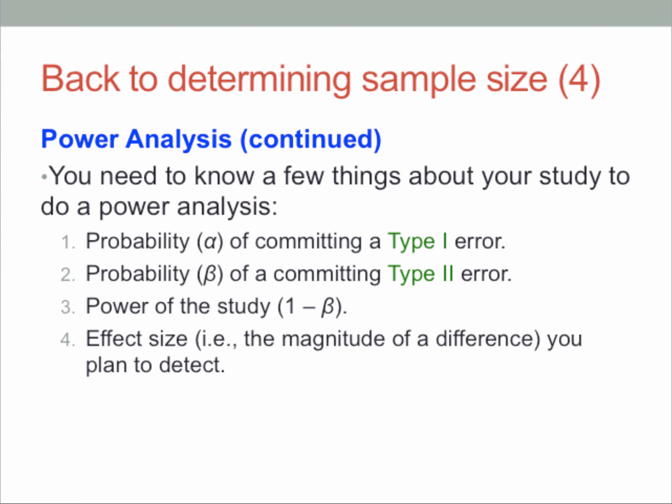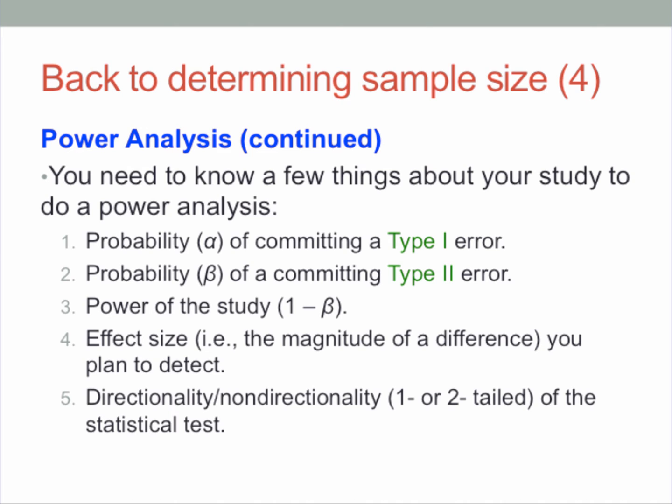We also have the effect size. We'll talk about that a little bit more, but essentially the effect size is the magnitude of the difference. How big of a difference do you plan to detect? A small difference, a medium, or a large difference? And the last one is directionality, right? One or two-tailed test. Again, this is based upon your research question and ultimately the hypothesis that you posit.